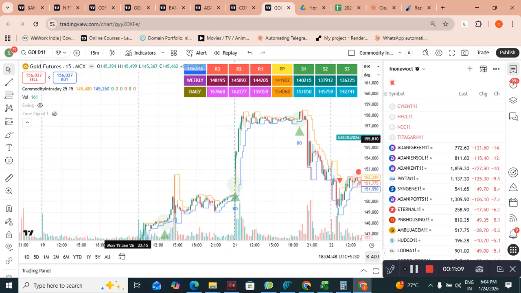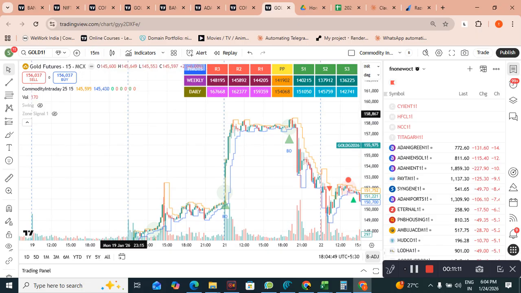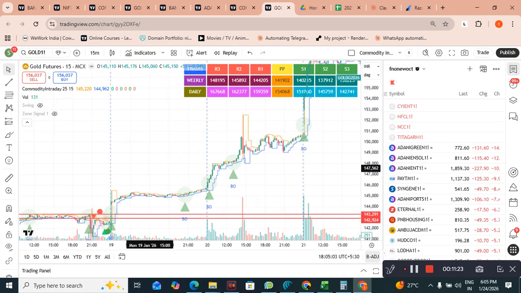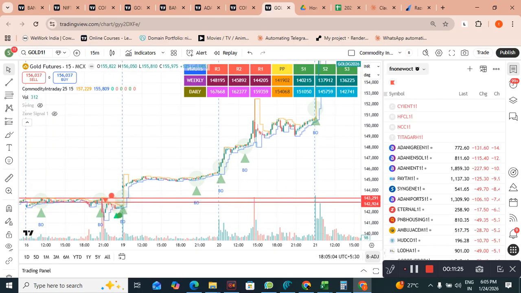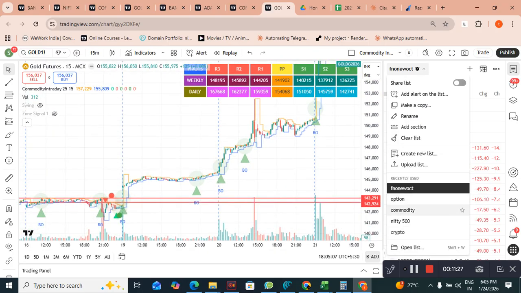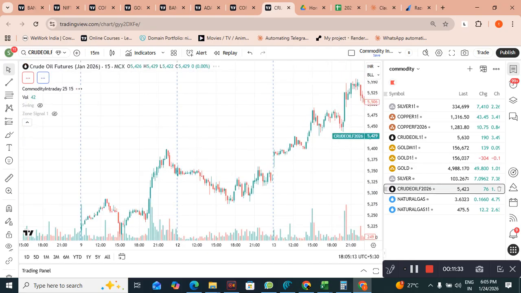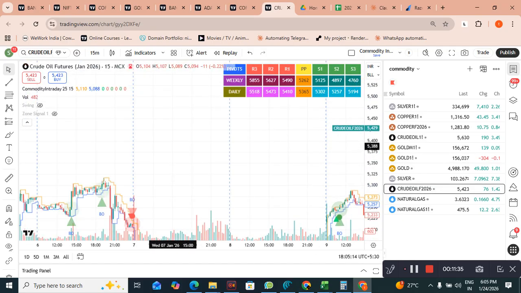Multiple entries if you want to take. After a green dot, there will be multiple small arrows which will tell you, okay boss, at station number 2, station number 3, station number 4, you can take an entry. Every entry will have a stop loss, entry and target. This is how this method works. It's a very beautiful method for the people who want from intraday to positional, and they want to work especially in the commodity market.